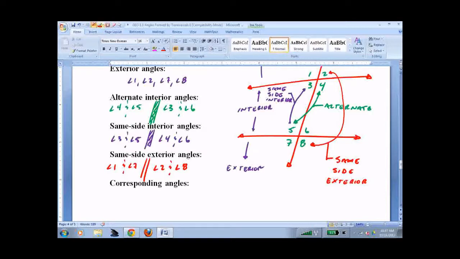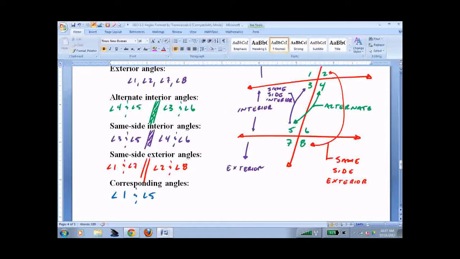And the hard one, the one that people struggle with the most. Corresponding angles. Angle 1 and angle 5 are corresponding angles. The way I describe it is this is four angles. The one is in the top left. This is four angles. The five is in the top left. That makes them corresponding. They're in the corresponding spots, the same spots.